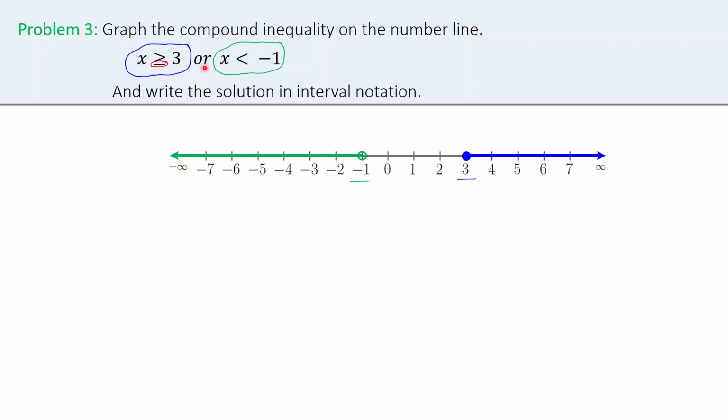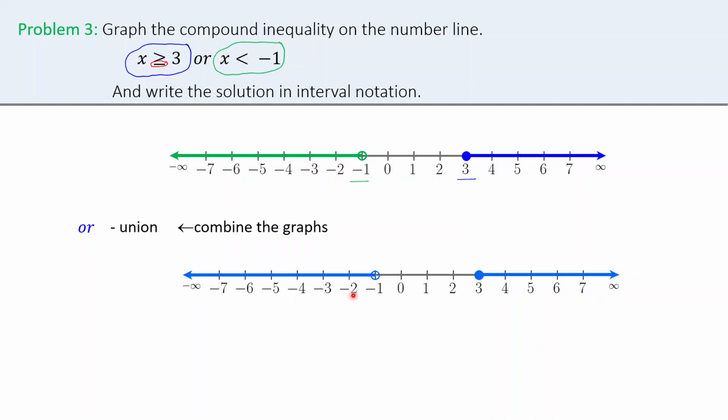This "or" means union, so you need to combine these two graphs. If you combine these two graphs, you get this graph. This is the graph of this compound inequality. Next, we need to write this graph in interval notation.